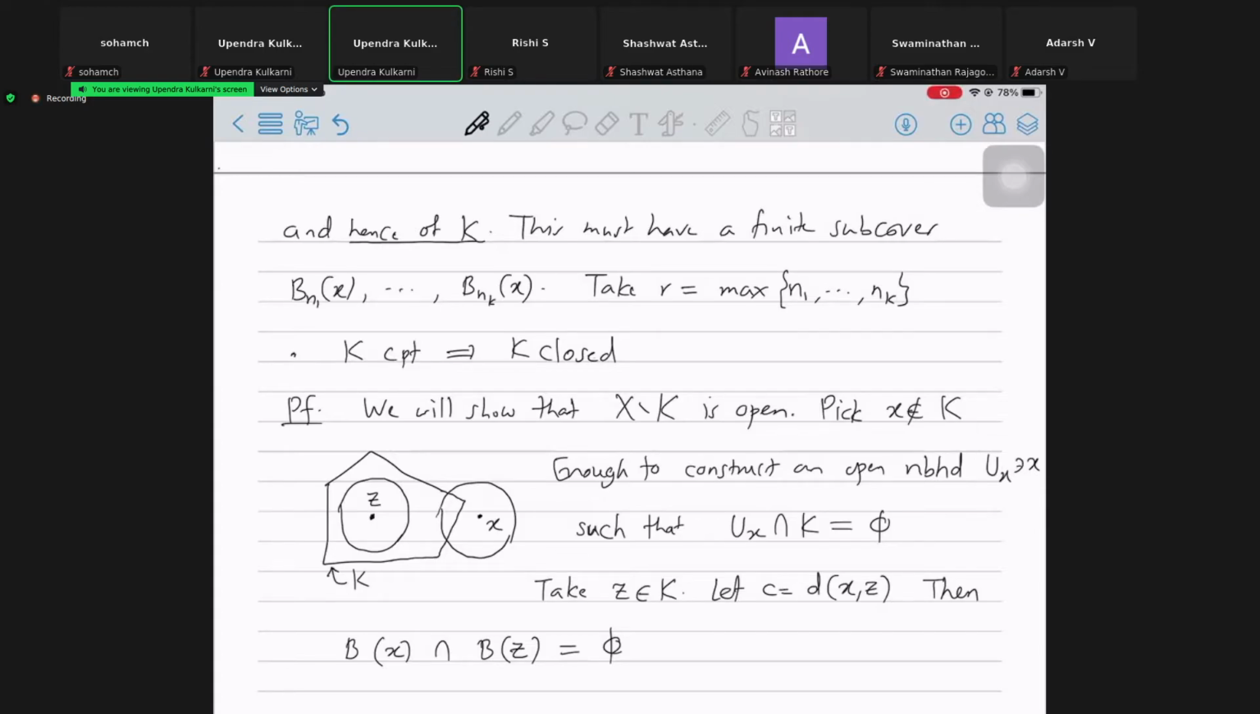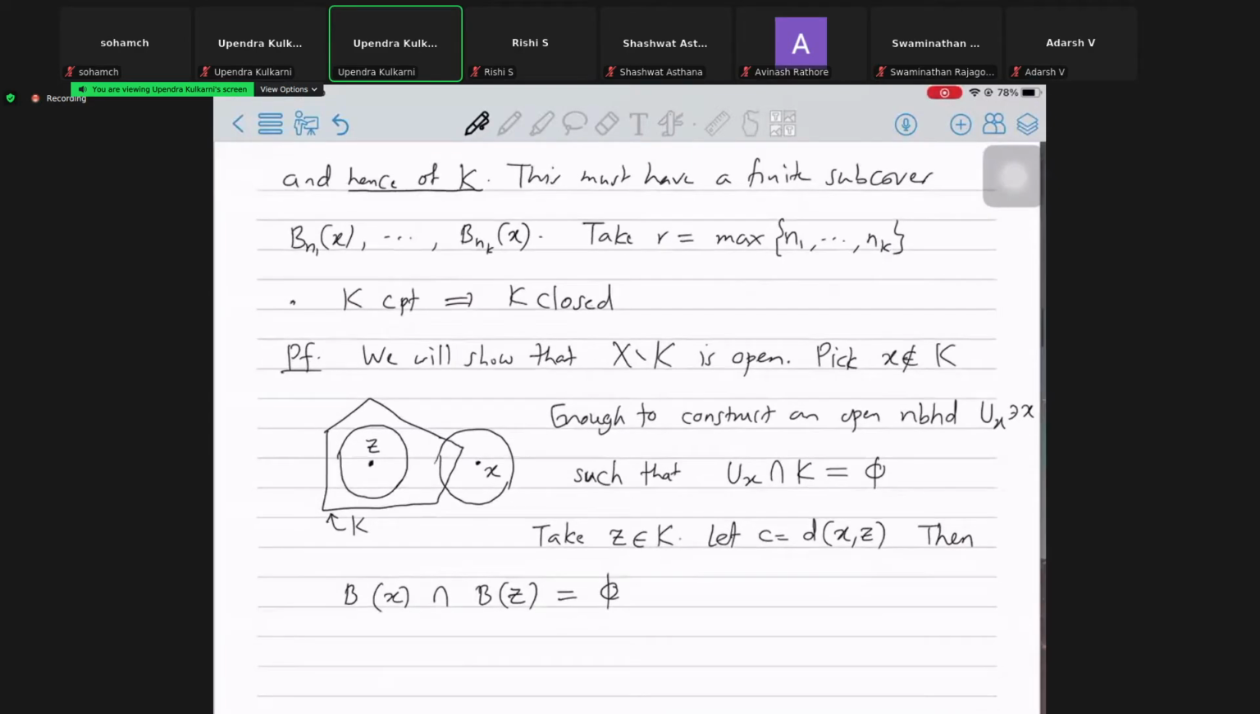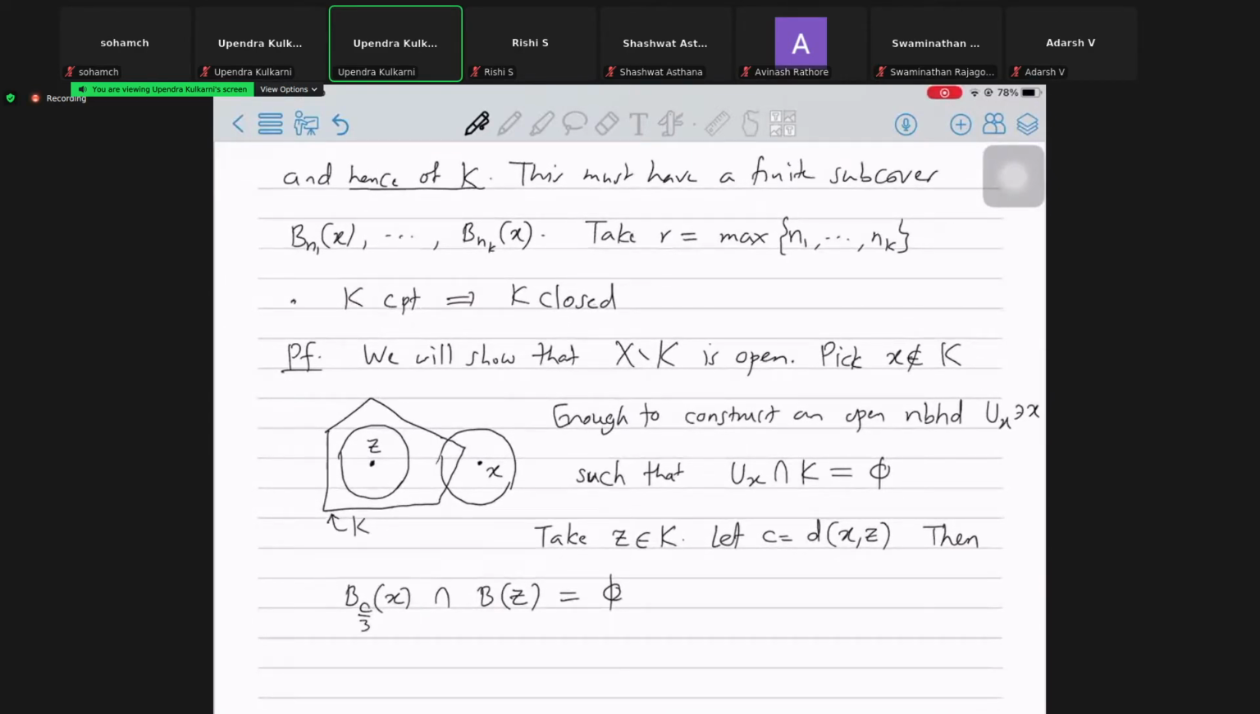But this will still be all right, the reason being that they are open balls. So if I take C by 2 and C by 2, it will still work. But nothing delicate is required here, so let us take C by 3, C by 3. And what is the reason? Why do these two balls not have anything in common? What is the magic phrase? The triangle inequality. By triangle inequality.